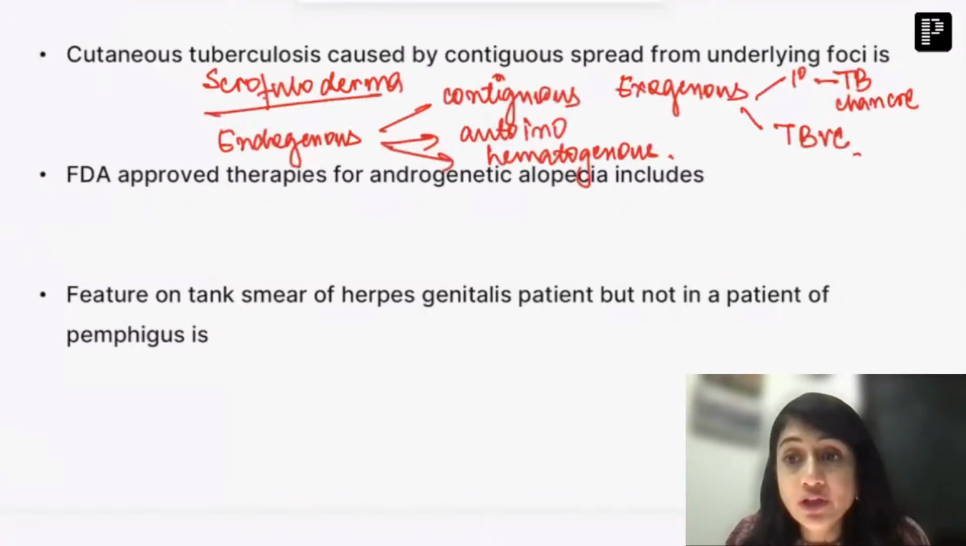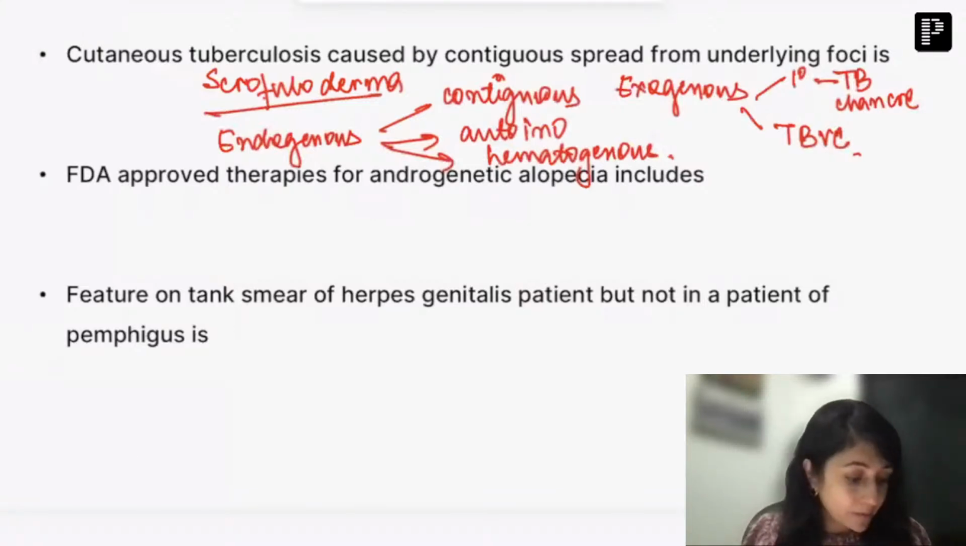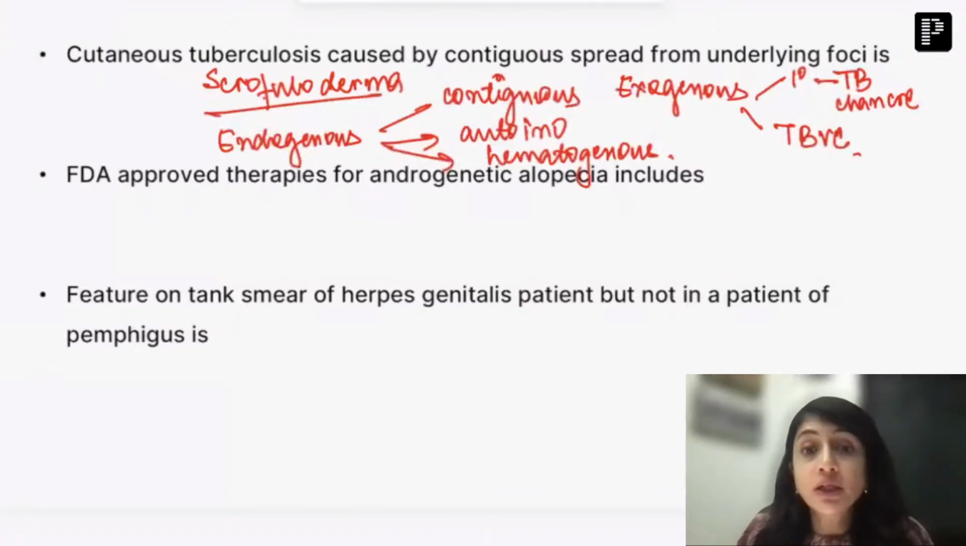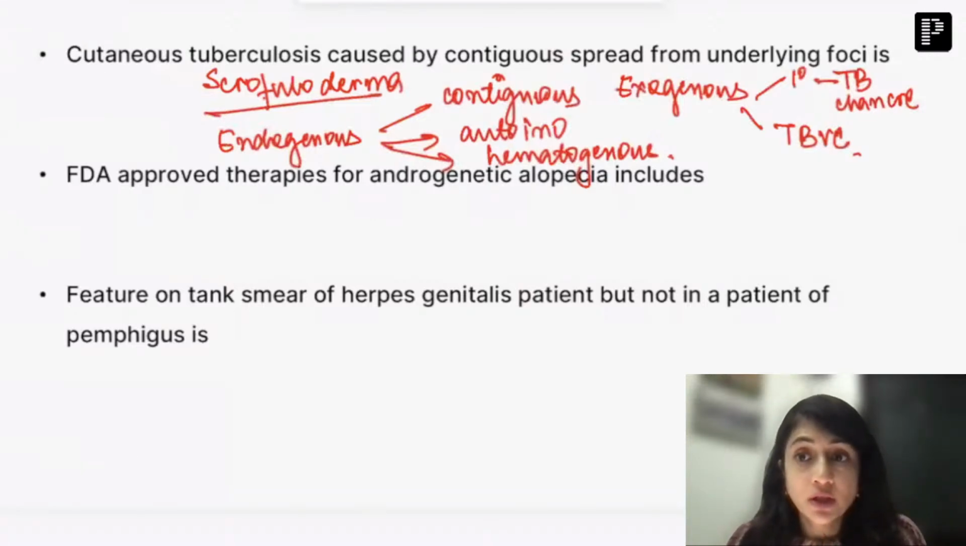Auto-inoculation is orificial tuberculosis, contiguous spread is scrofuloderma, and lupus vulgaris is predominantly hematogenous spread, right? Tuberculids are a type of hypersensitivity reaction. They are type 4 hypersensitivity reaction to some MTB antigen or bacilli which is there in the skin. Clear? So please don't get confused.